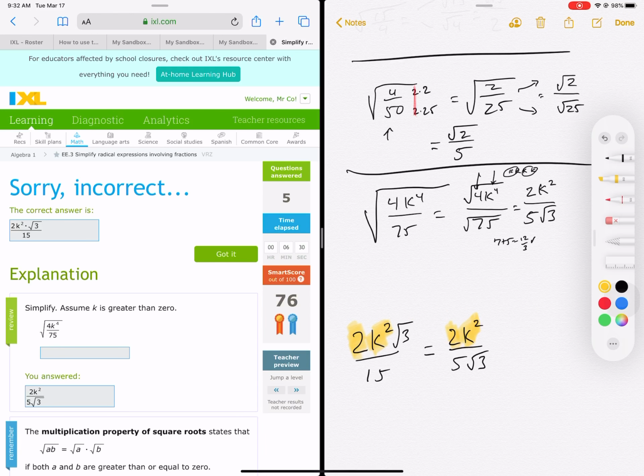15 on the bottom is really 5 times 3. So don't we have a 5 also? Now if you notice, the biggest deal here is this guy.